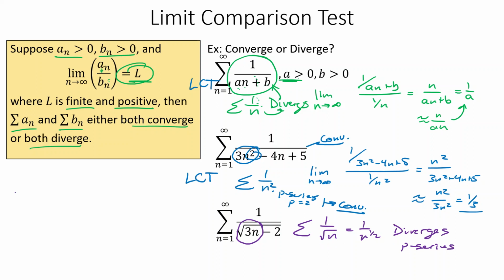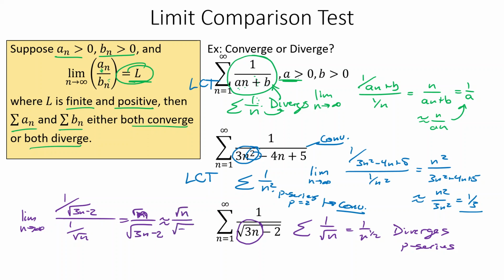All right, so if we do the actual limit now, as n goes to infinity, of 1 over the square root of 3n minus 2 over 1 over the square root of n, we get the square root of n over the square root of 3n minus 2. So as we go to infinity, it's really just the square root of n over the square root of 3n. So we end up getting 1 over the square root of 3. So that means this guy will also diverge because this guy diverged.